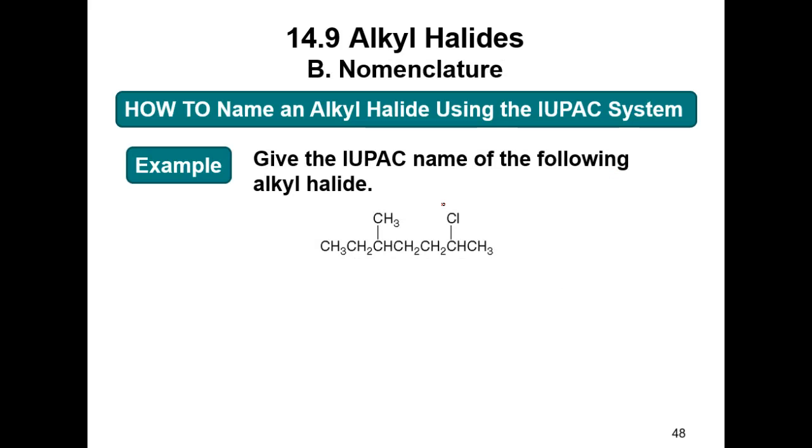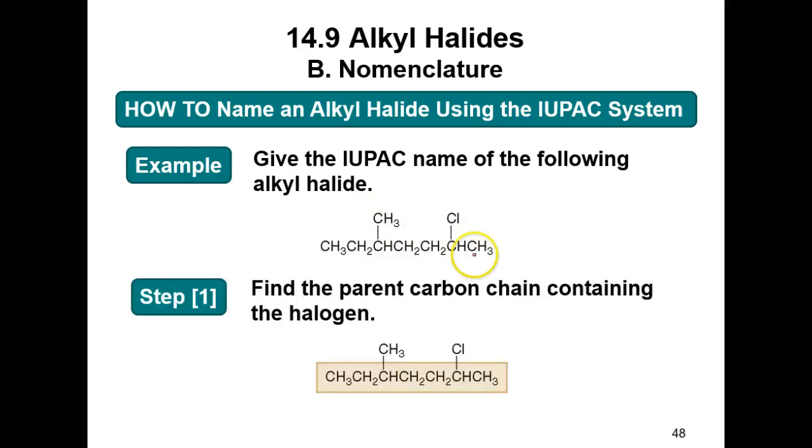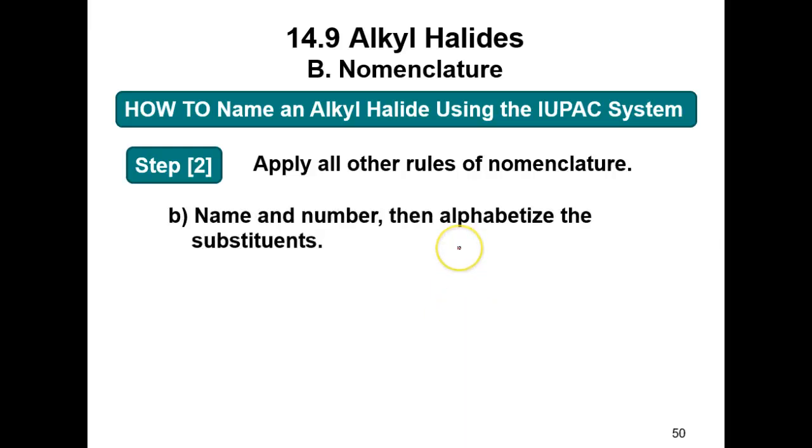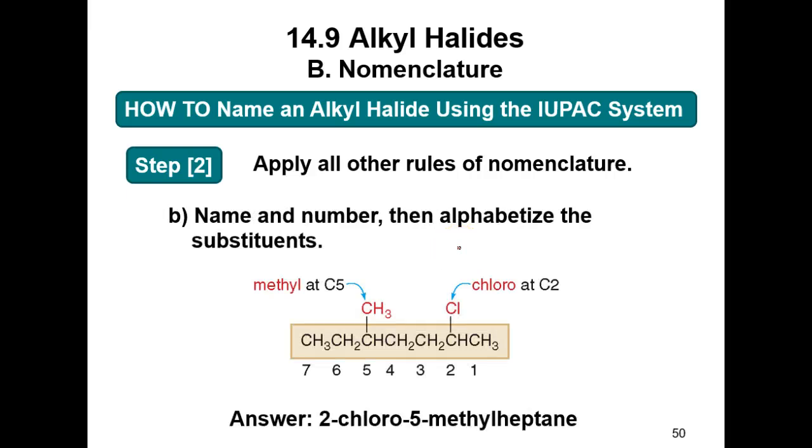Okay? Naming them is no different than naming alkanes. You start on the side closest to the nearest substituent. It doesn't have to be the halogen. If the methyl group was here and the chlorine was here, you would still start counting on the right side. So let me just get to the answer here. Alphabetically, this is 2-chloro-5-methylheptane. All of the halogens end in O: chloro, iodo, fluoro, and bromo.